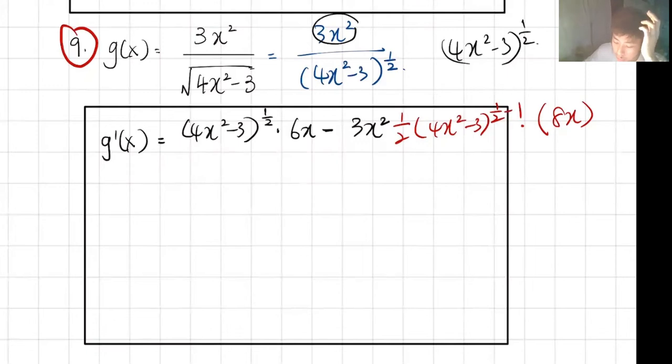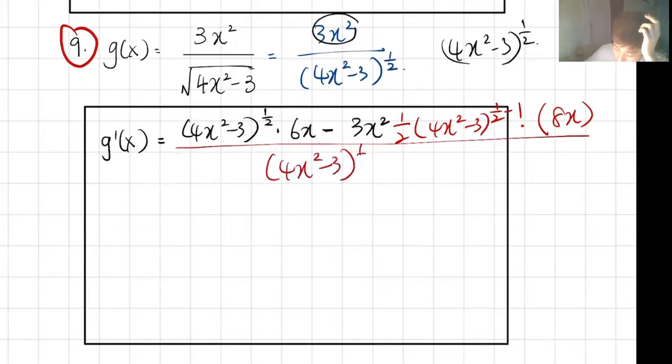So what I've done, as I repeat: copy the bottom, differentiate the top, copy the top, differentiate the bottom. Top is this one, bottom is this one. Then I divide with this thing squared. This thing squared is 4x squared minus 3 to the power of half in a bracket squared.